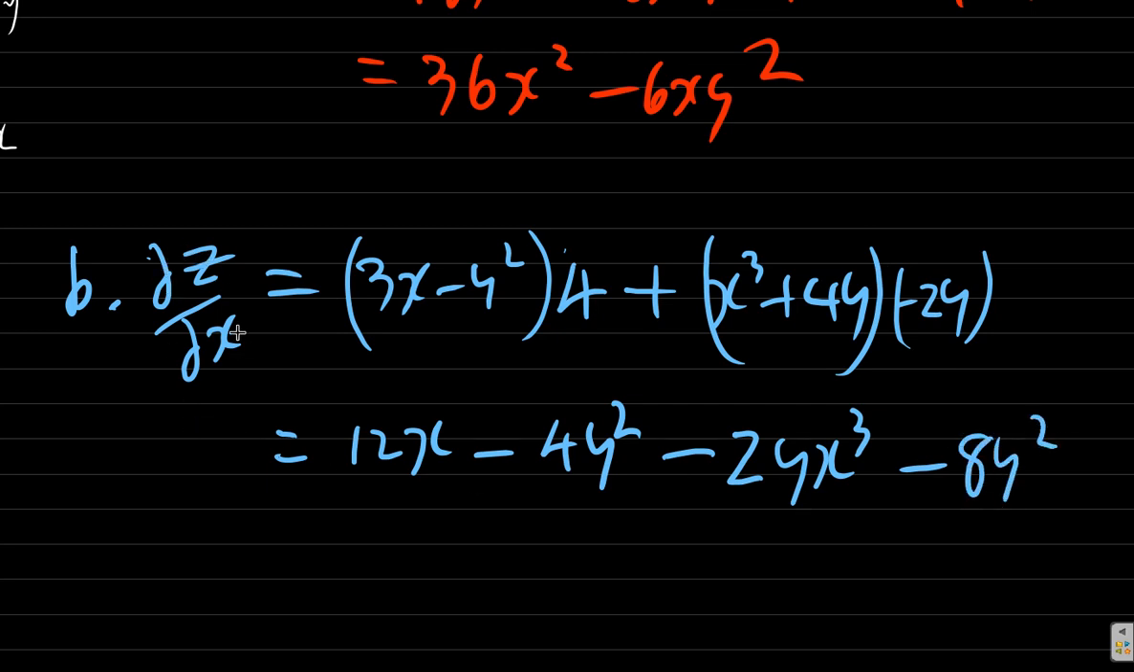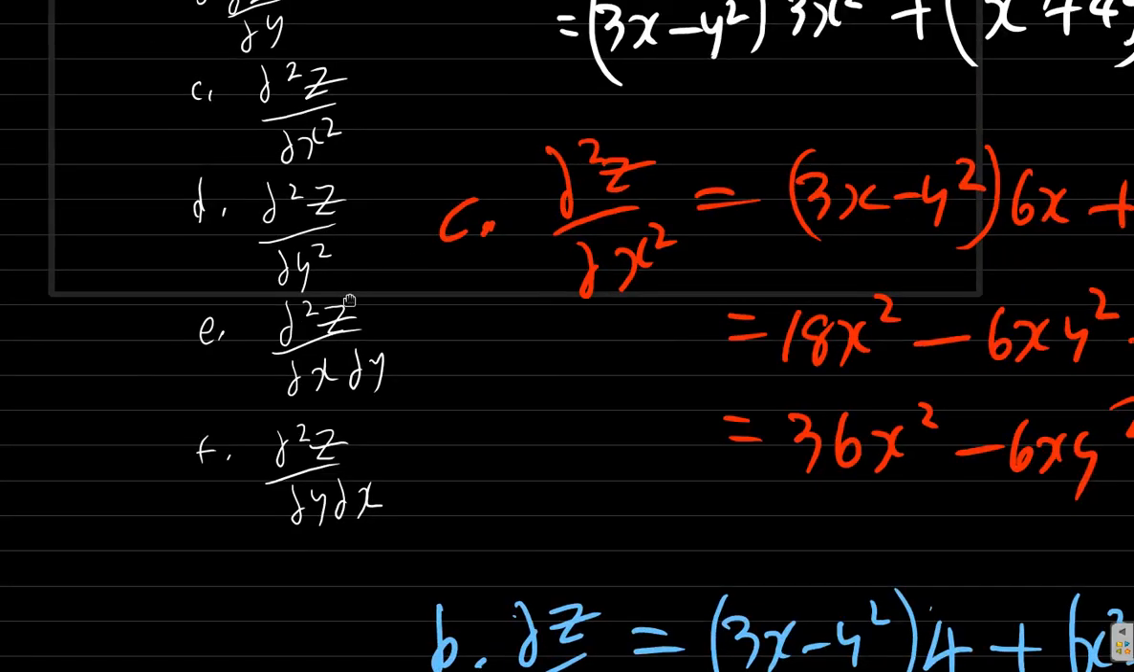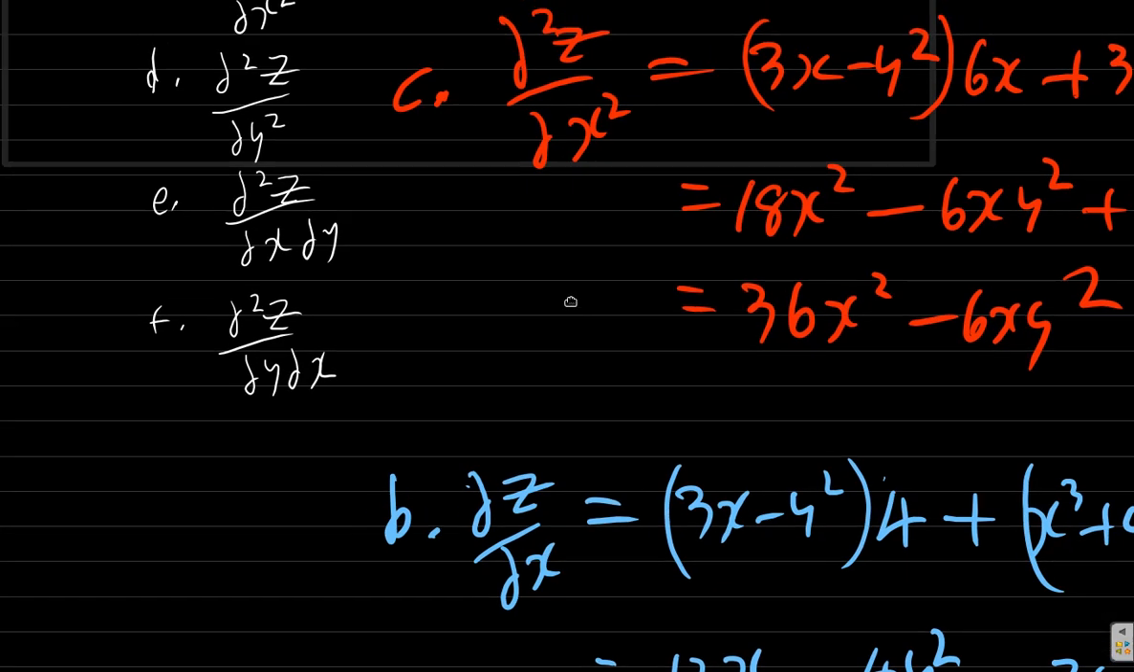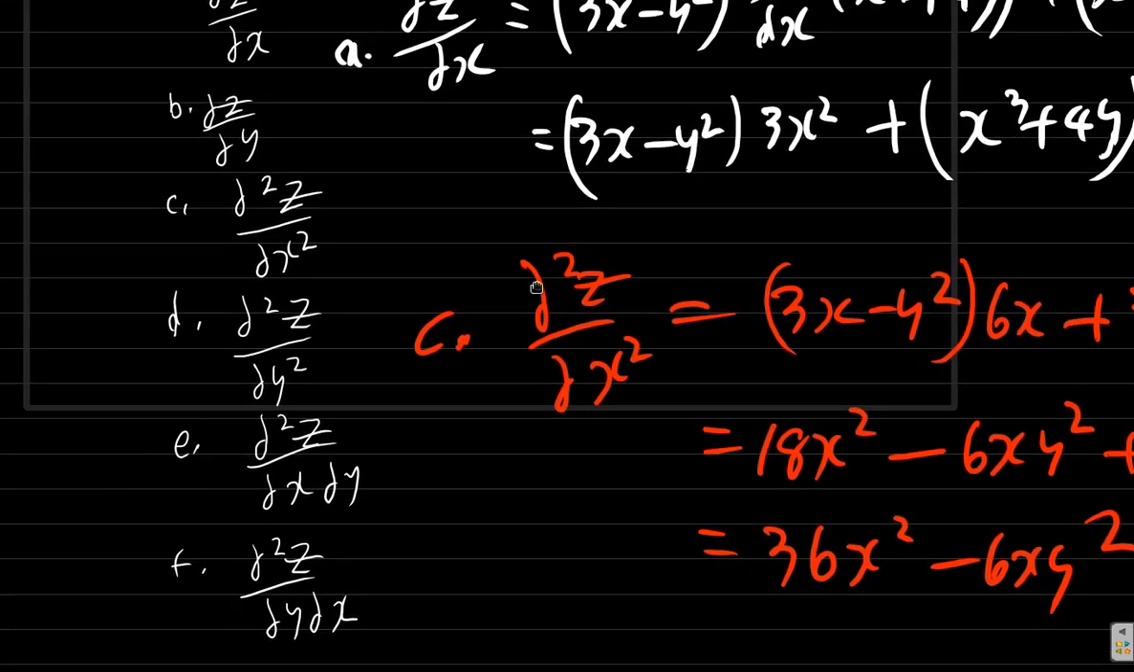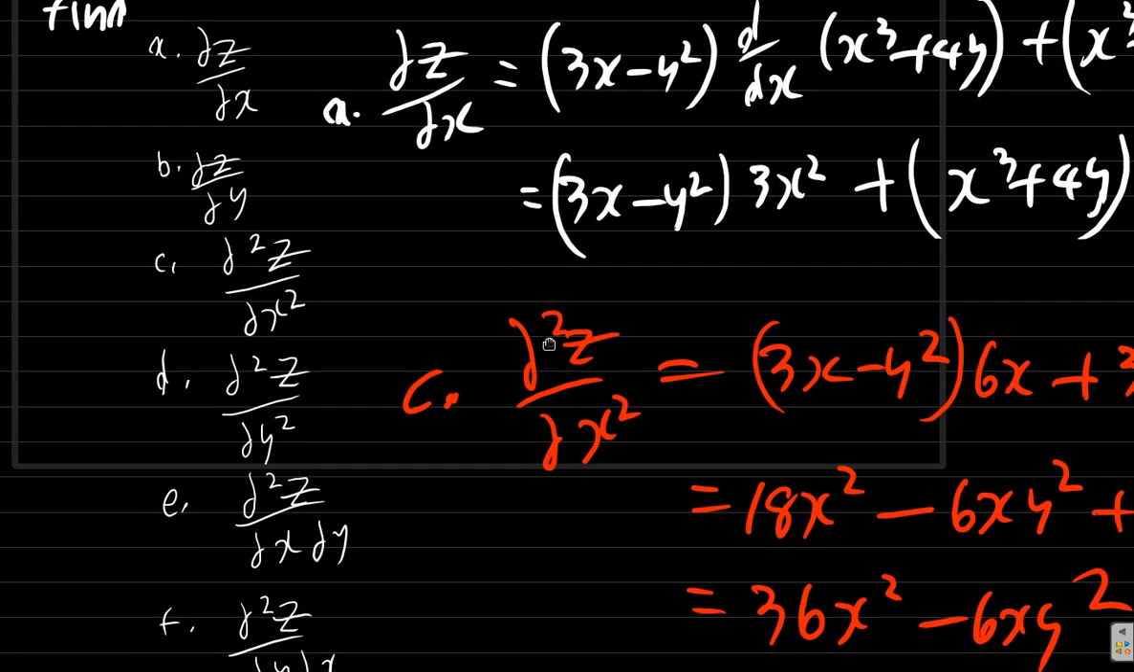So that's delta z by delta y. And then we want delta z by delta x.